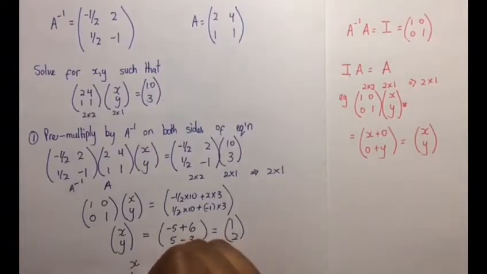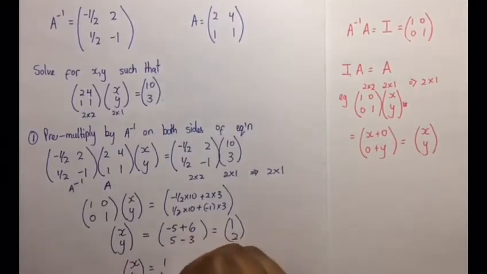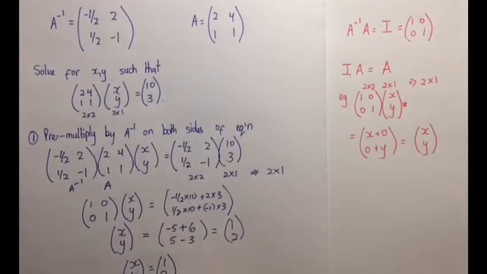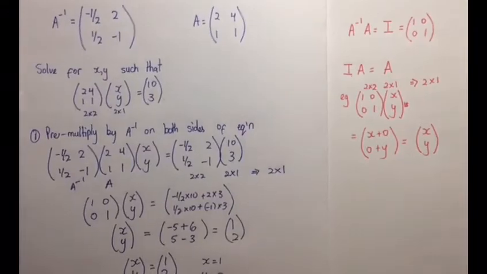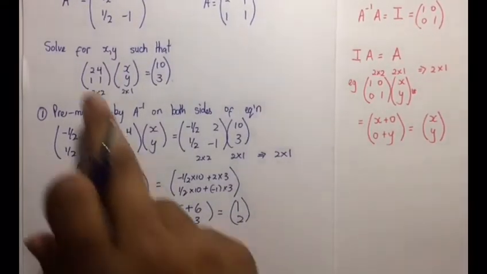So here we have xy is equal to 1, 2. If we equate corresponding terms, we see that x is 1 and y equals 2. And this is how we solve for this equation.